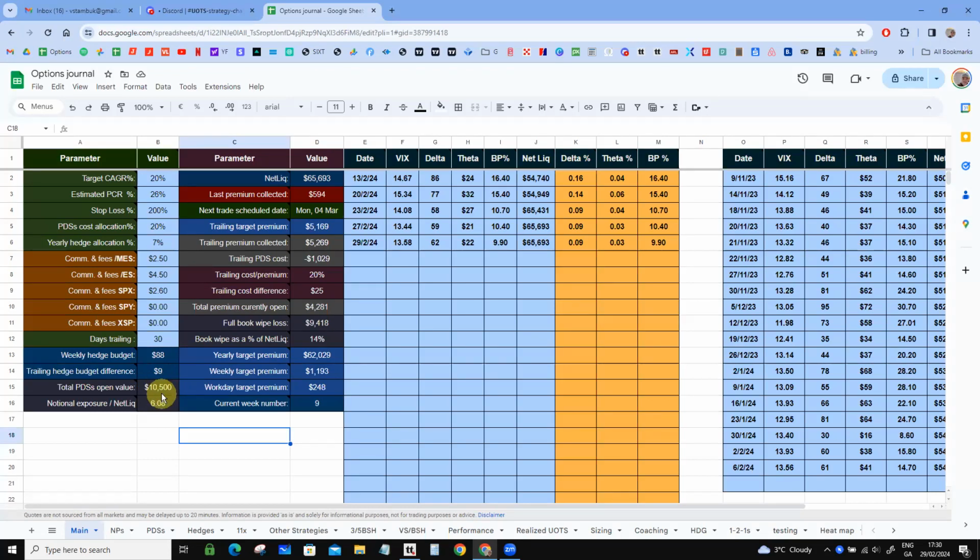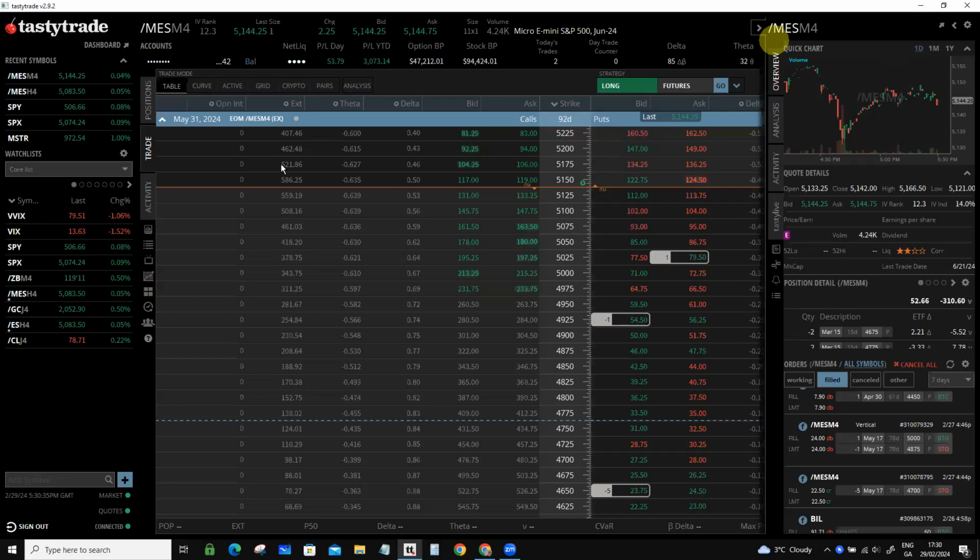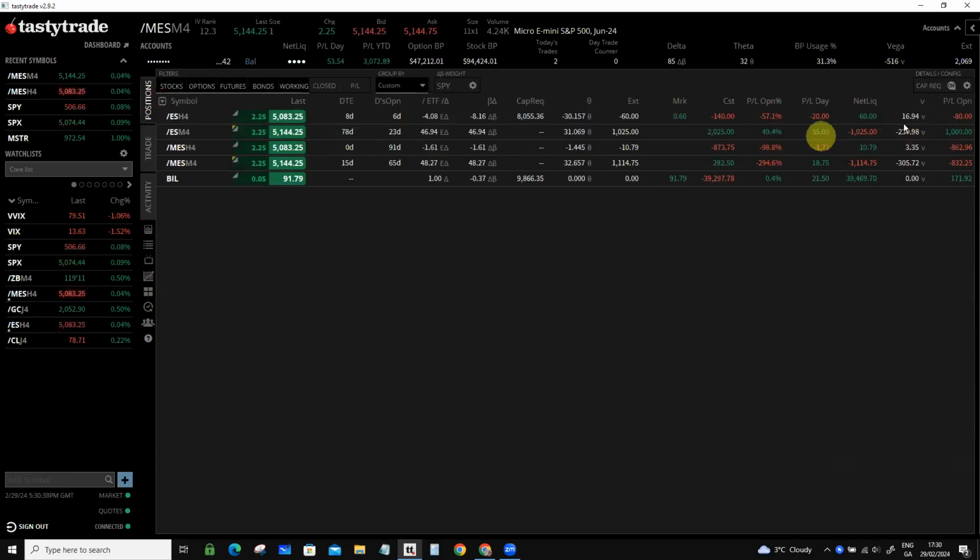Now we would collect a portion of that in case of book wipe or a major pullback. So if you collect half of this, that would bring this down to 4,000 or 5,000. If you collect more, it would bring it even further down. And notional exposure is pretty nice at 6x.